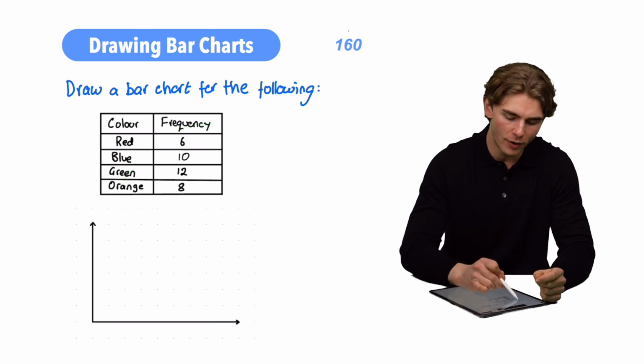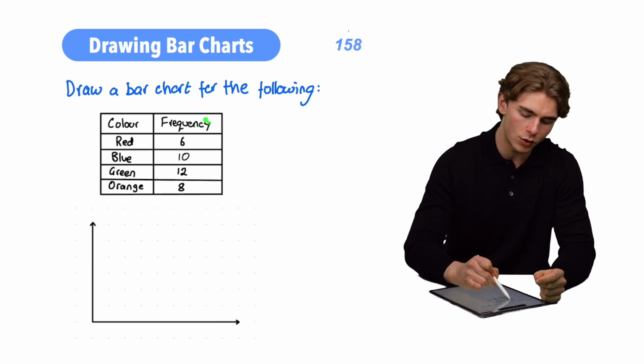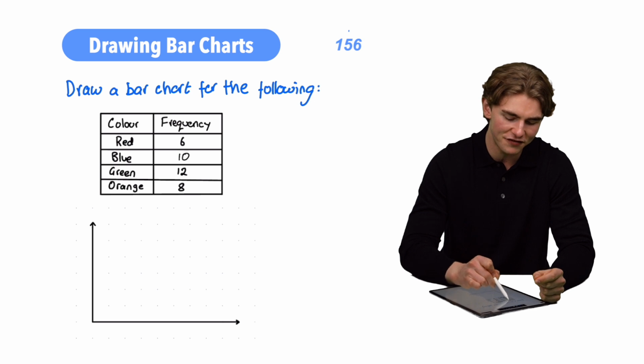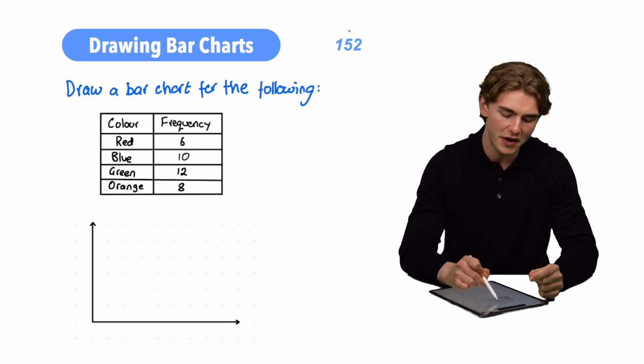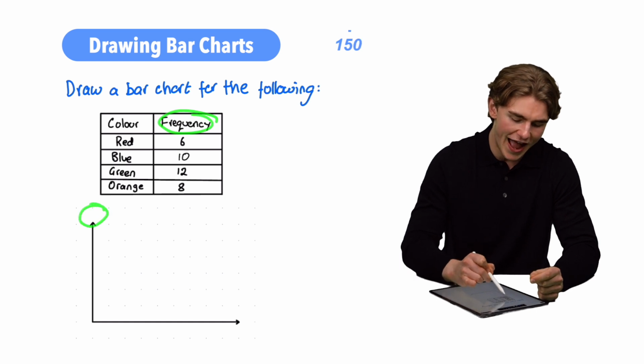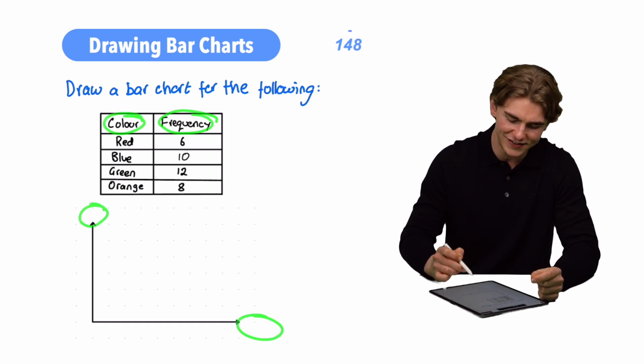It says, draw a bar chart for the following. Then we're given a frequency table here, which has color in the left-hand column and frequency in the right. Principle number one, that is going to be to always put our frequency on the y-axis and our other variable on the x-axis. Let's write those in then.